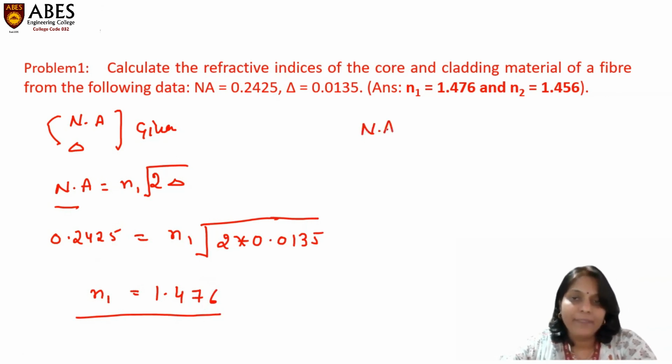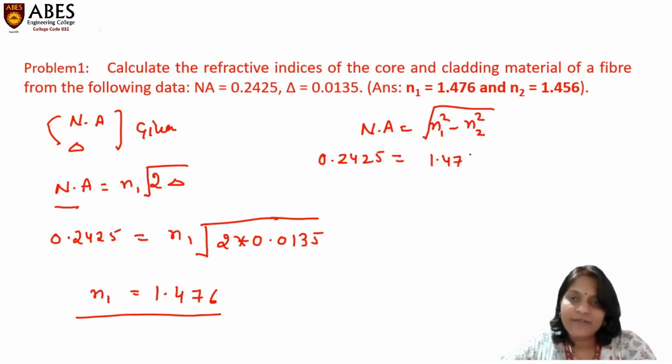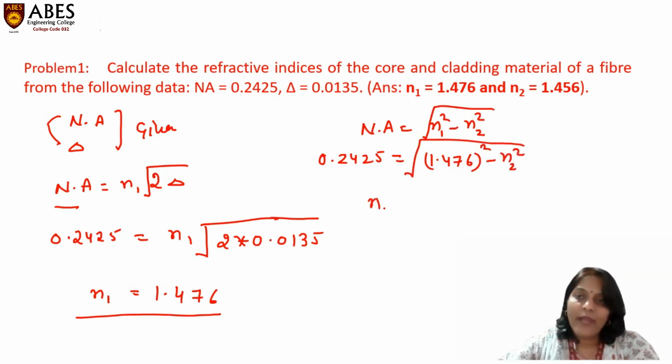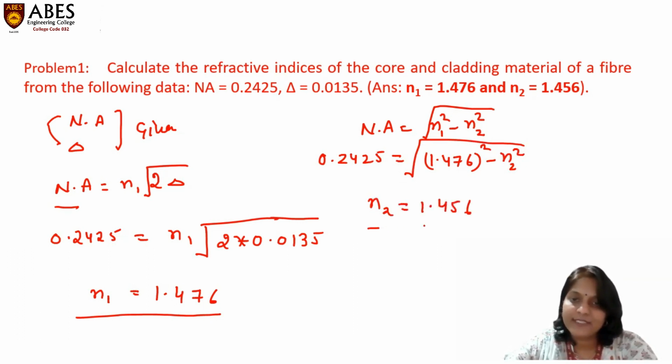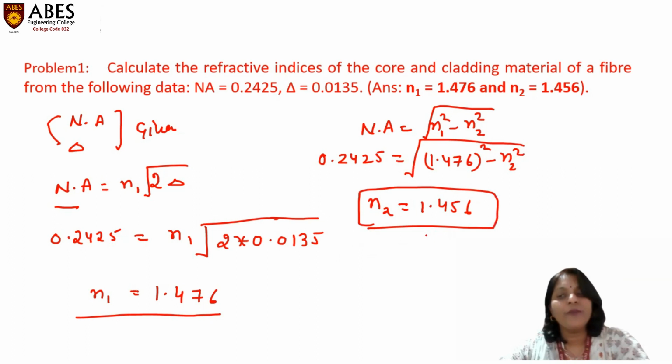Now the numerical aperture is the square root of N1 square minus N2 square. So put the value of the numerical aperture, 0.2425, N1 as 1.476 whole square, minus N2 square. After calculation, N2 is 1.456. So N1 is 1.476 and N2 is 1.456.